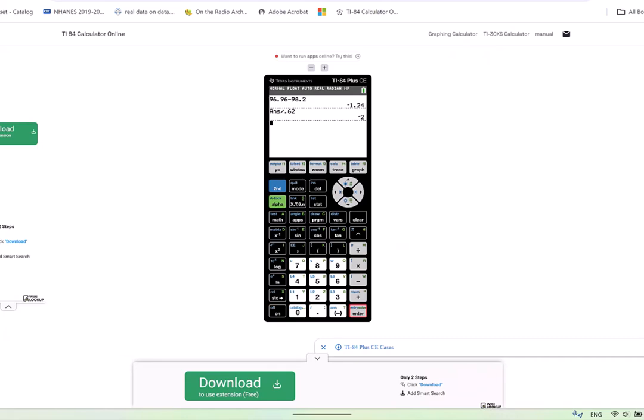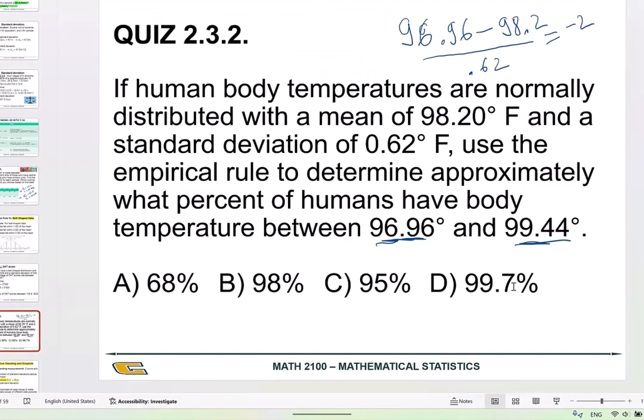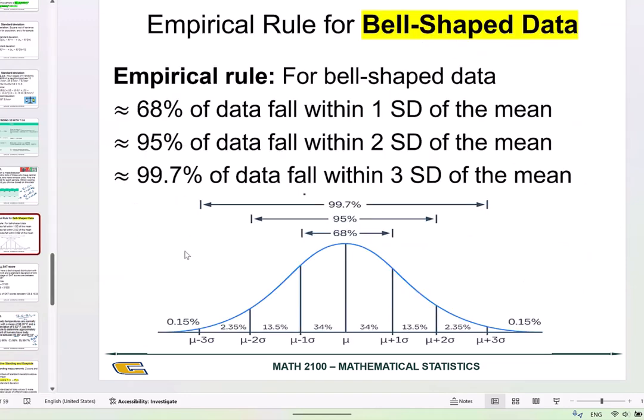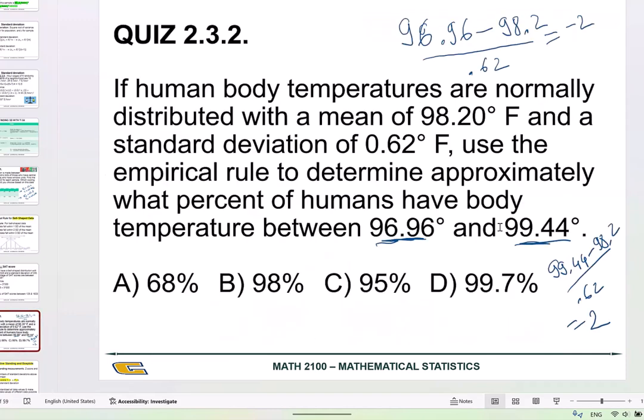And the same thing: you want to see how far this value, 99.44, is from the mean. You subtract the mean and see how far it is in terms of standard deviations. You do the same calculation, you get 2. So basically these two values, one is 2 standard deviations below the mean, one is 2 standard deviations above the mean. Which means the second rule here, 95% fall within 2 standard deviations of the mean. So the answer for this quiz will be 95%.